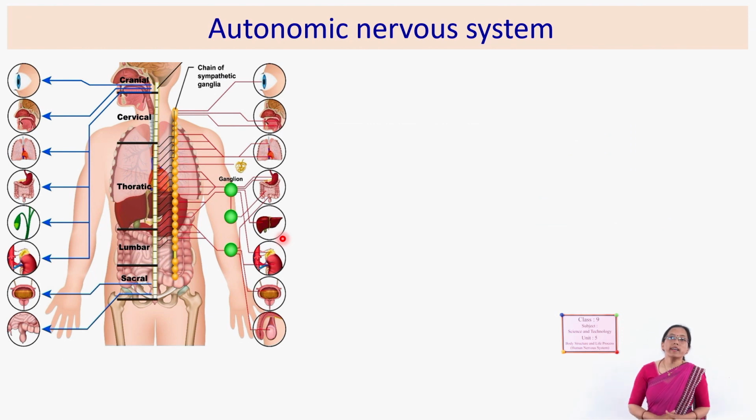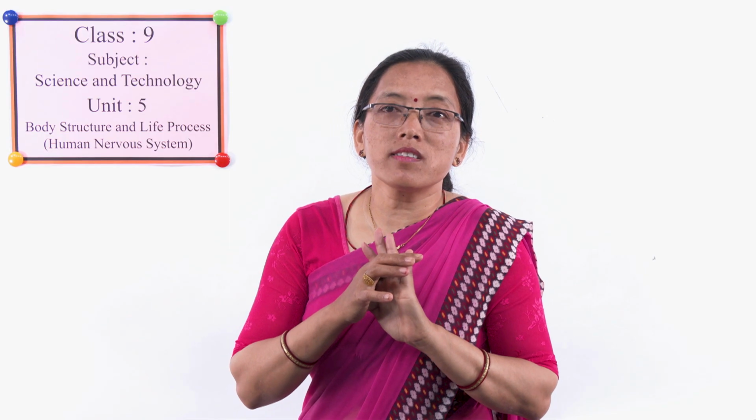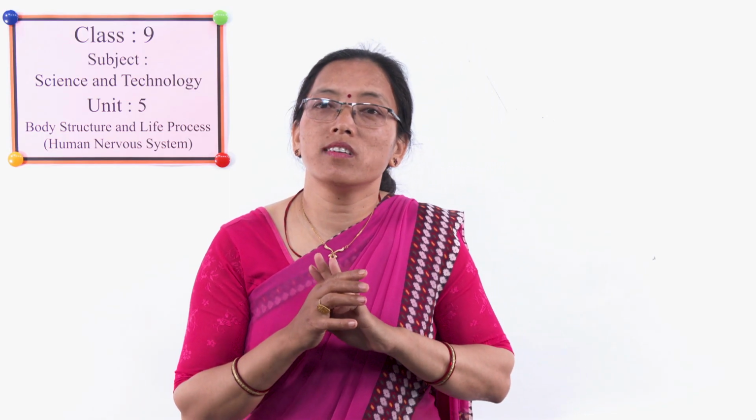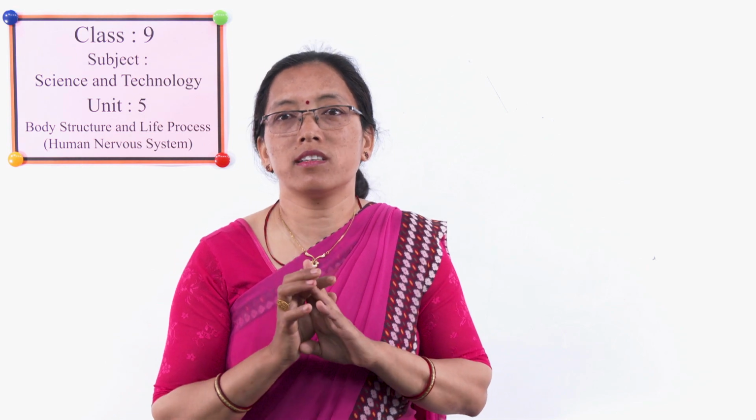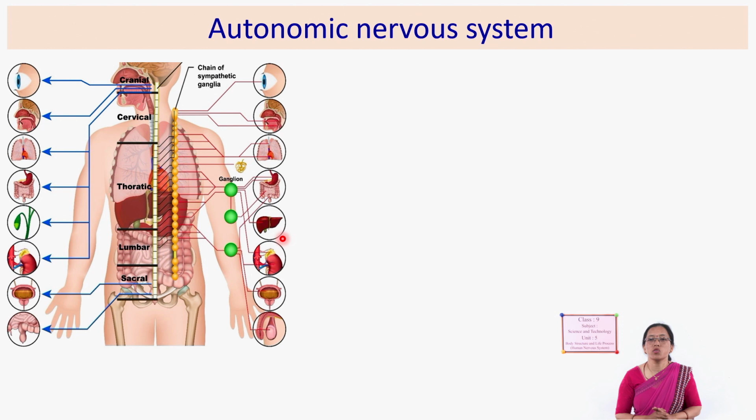Now the next part of the nervous system. How many parts have we learned from the human nervous system? Two parts. What are those? Central nervous system and peripheral nervous system. The last part is the autonomic nervous system. What is the autonomic nervous system?